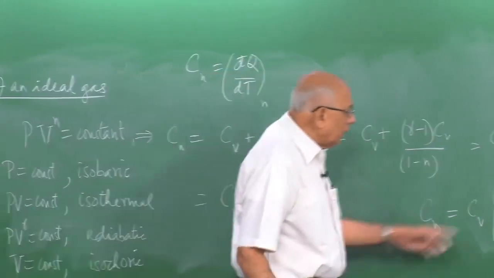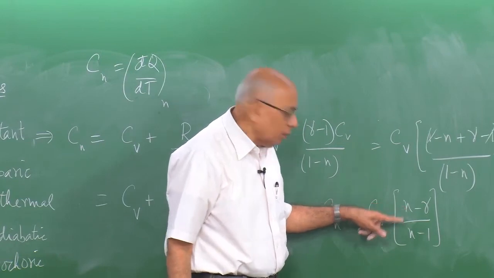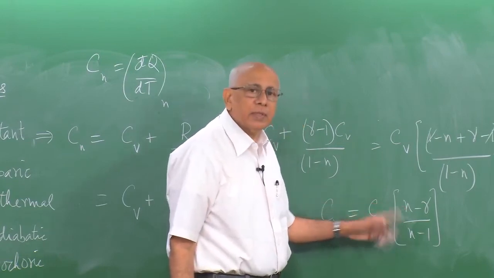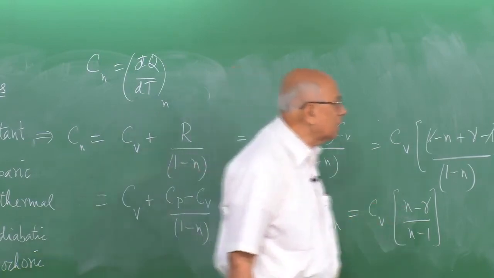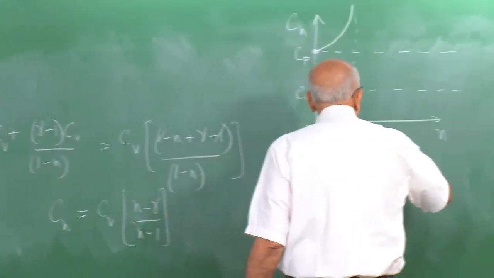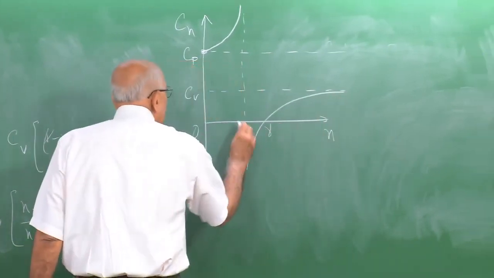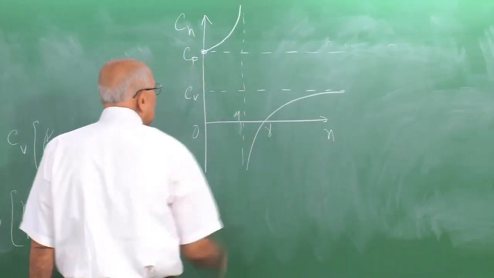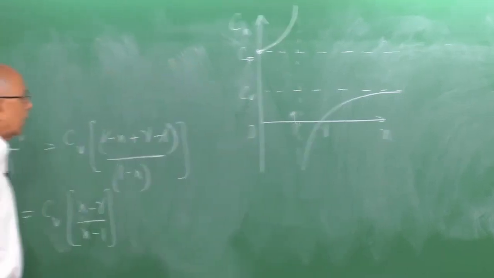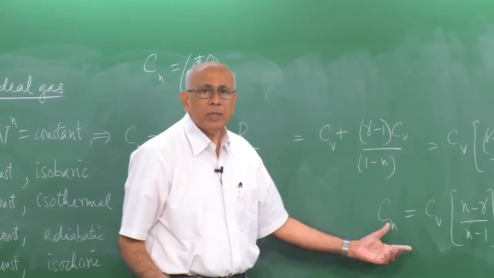When n is between 1 and gamma, this numerator is negative, but the denominator is positive. So, C is actually negative, C sub n is negative. So, it starts off at minus infinity here, crosses this axis at the value gamma, this is the value 1 out here, and it tends, as n tends to infinity, it tends to Cv, the value Cv here.